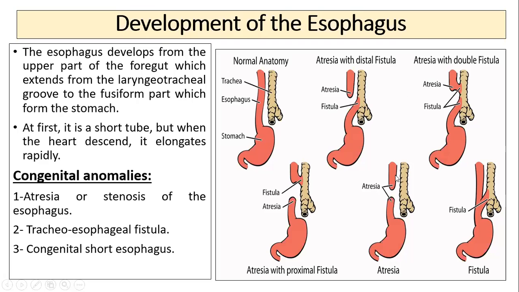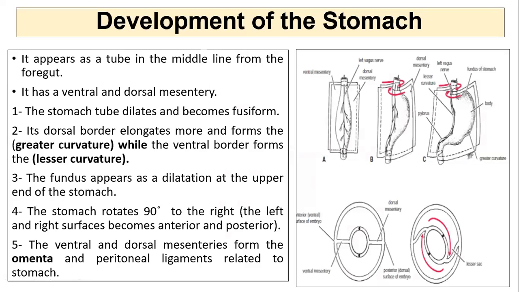Here there is total atresia. There is no fistula, total atresia in the middle part of the esophagus. Okay, so these are some of the congenital anomalies of the esophagus.